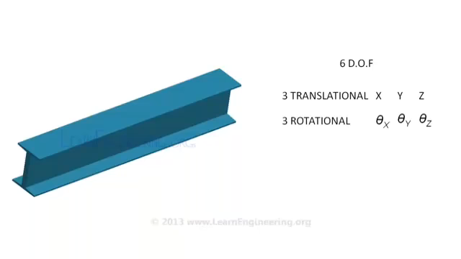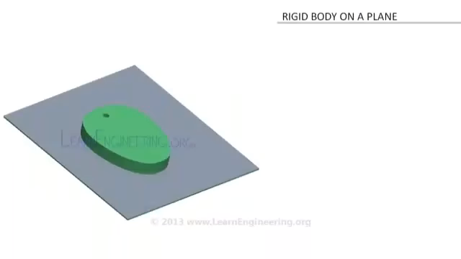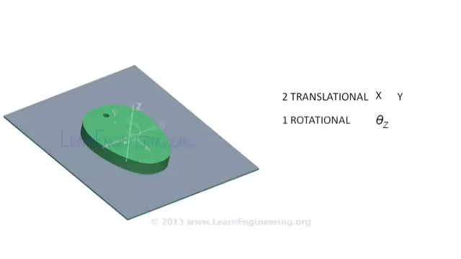If the body is in a plane, it can have only 3 motions. 2 translational and 1 rotational. So degree of freedom of a rigid body in a plane is 3. Now, consider this planar mechanism.